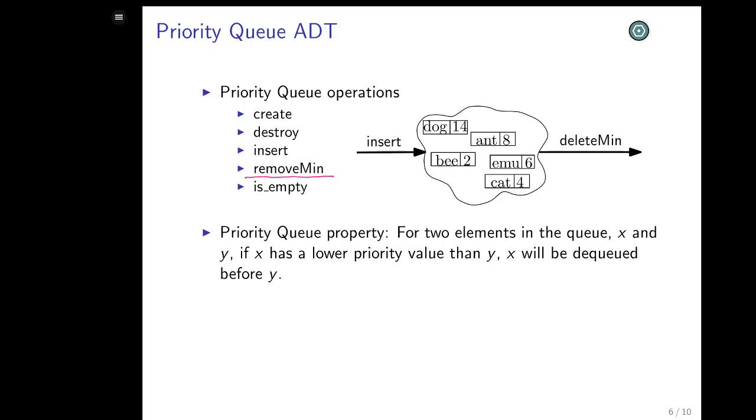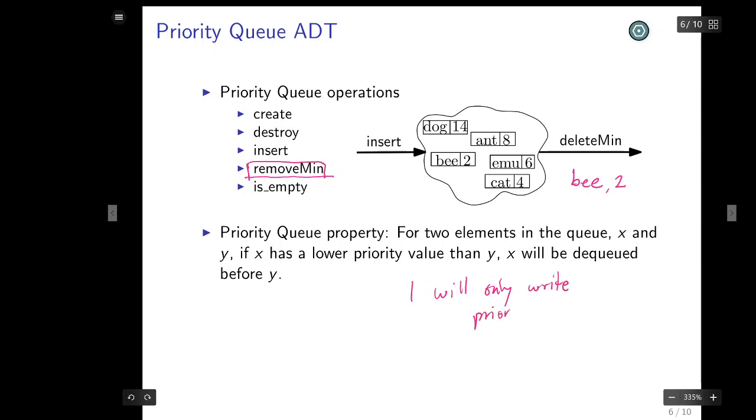So who comes out of this thing first? I have to write something. Smallest, remove min. B. Excellent. So B comes out with priority 2. Min priority. Okay. I am never going to write the data with the priorities again. Got it? I will only write priorities and leave out the data because I'm lazy. Okay?